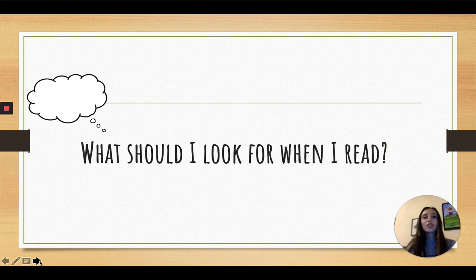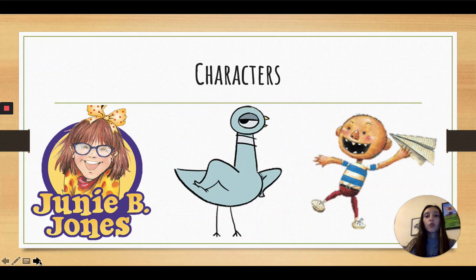Okay, so now we're going to switch gears and talk about reading comprehension. So, what should I look for when I read? Well, the first thing I need to look for is characters. My characters tell me all about who my story is about. So if I want to know who my story is about, I need to look for those characters.